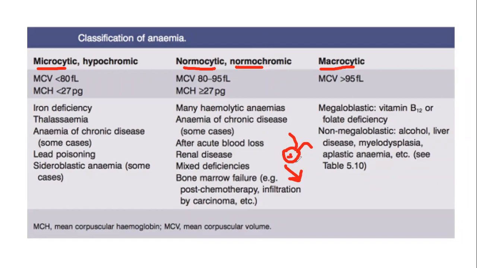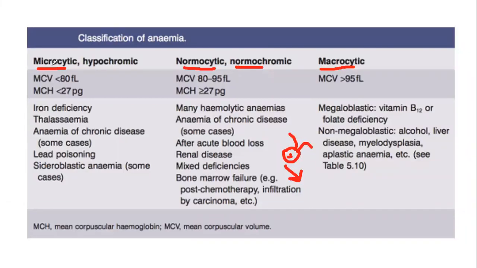Either the cell size is too big but it is not working well, it is macrocytic. Macro means bigger. Another one, the cell size is smaller than normal, called microcytic. RBC or hemoglobin or iron is less, hypochromic. So cell size small, iron small: microcytic, hypochromic.